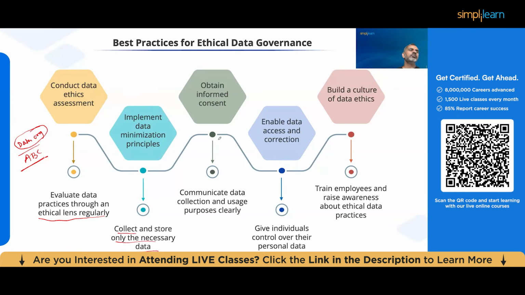Next is your system must obtain informed consent. If you are collecting any personal information, you have to take consent from the user. So you should have proper communication about the data collection and usage purposes, clearly. Next is enable data access and correction. This is like giving control to the user, so the user can update or access their personal data whenever required.